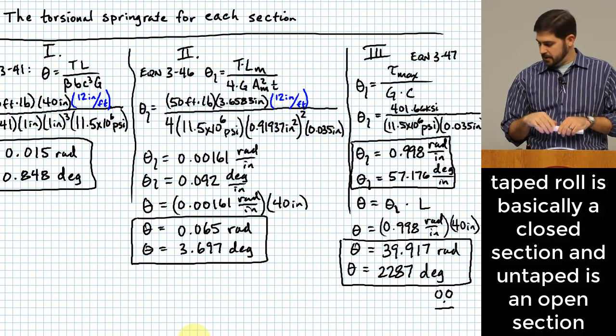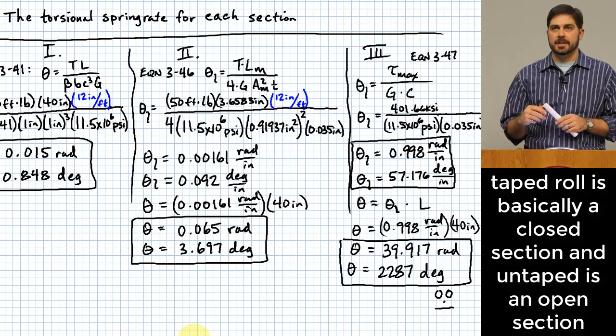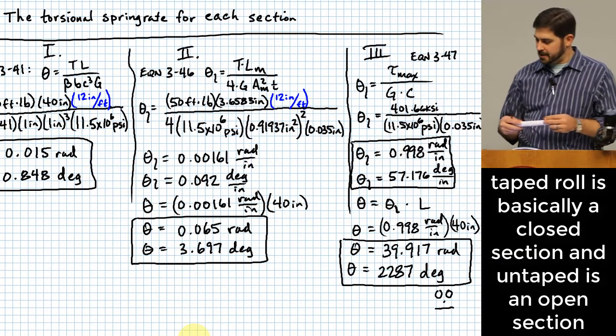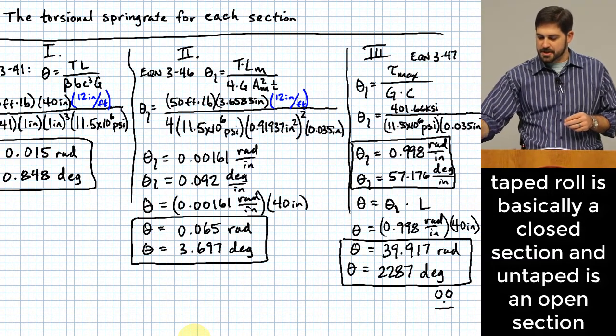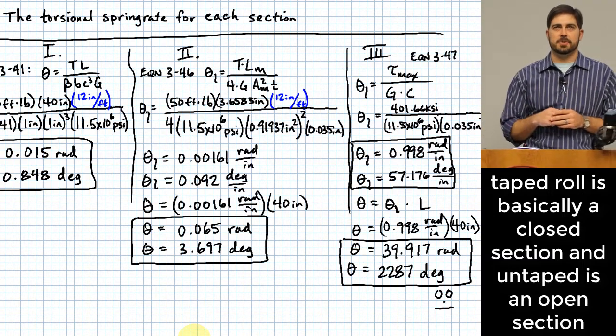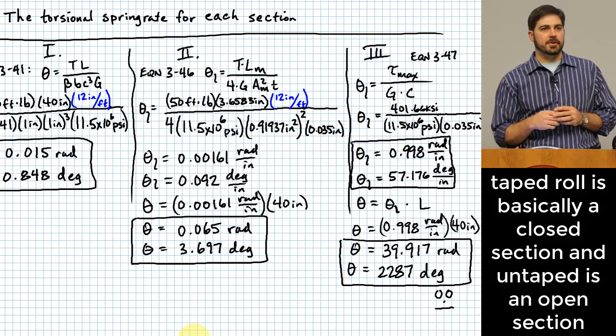Okay, so these are some things to keep in mind whenever you're designing things for torsion and you're looking at the cross-section. Don't ever do it so that you leave it open if you can at all avoid it.